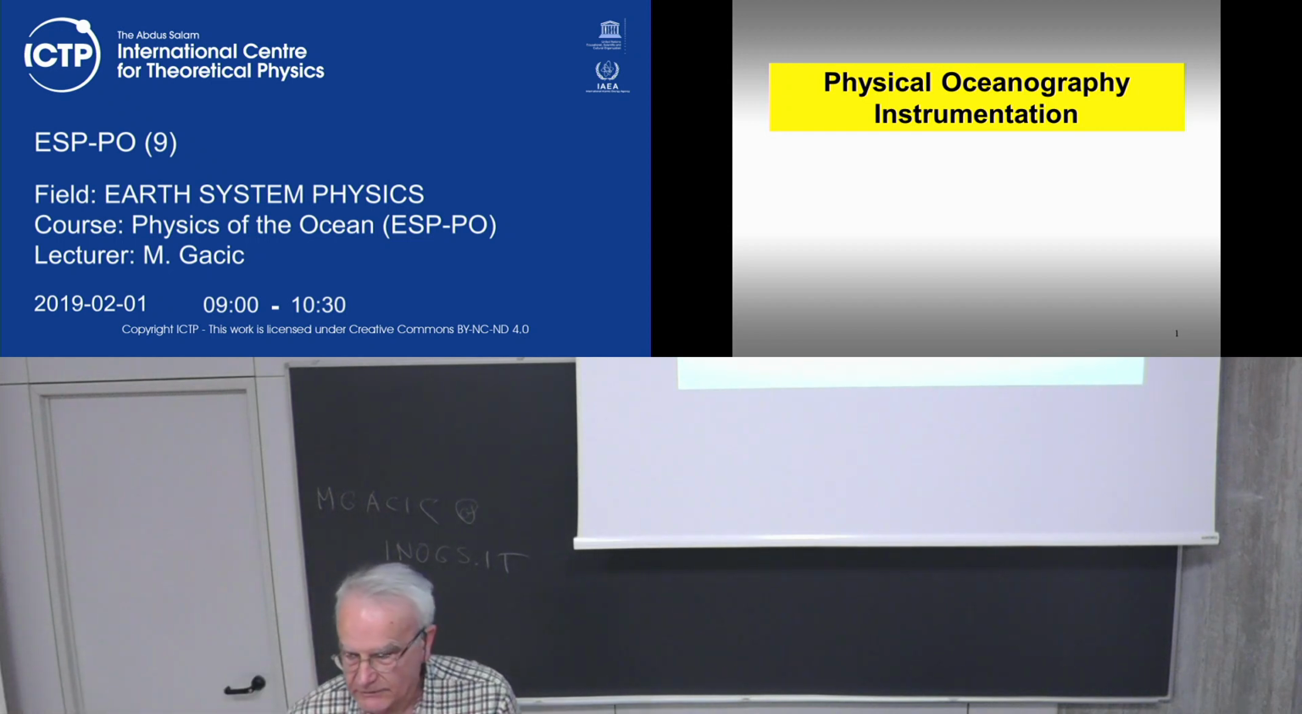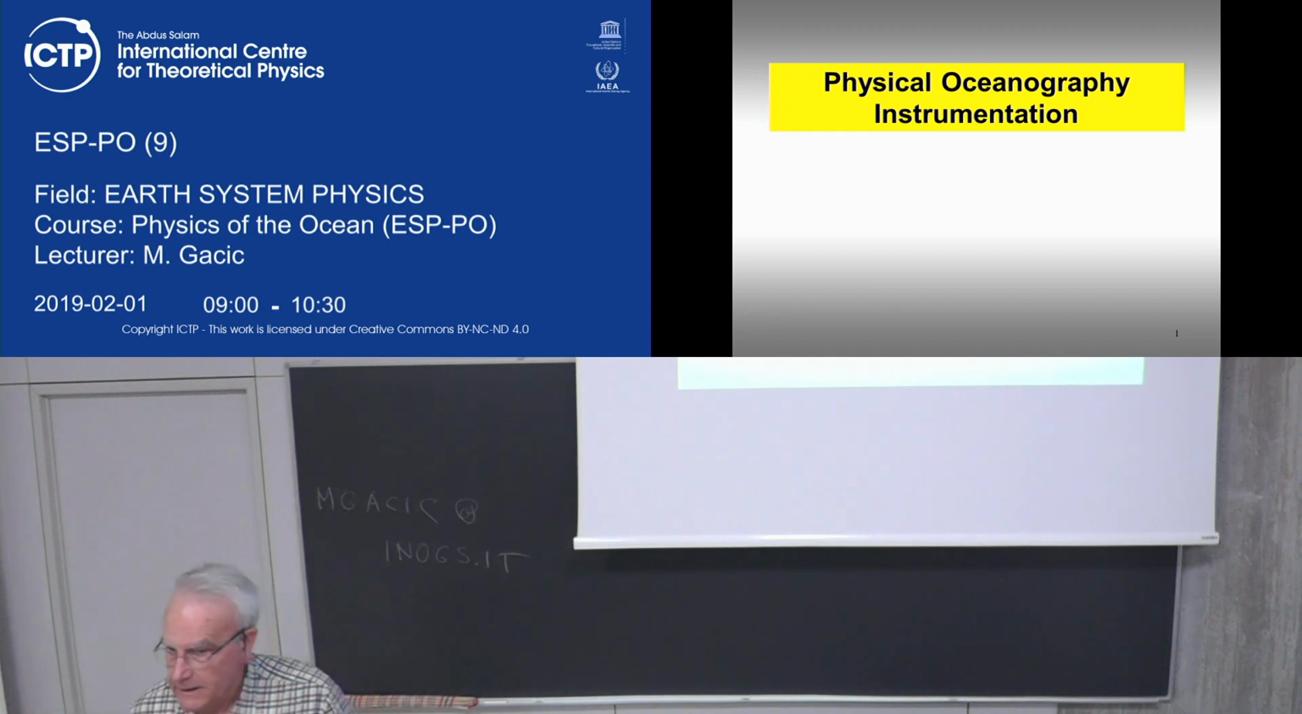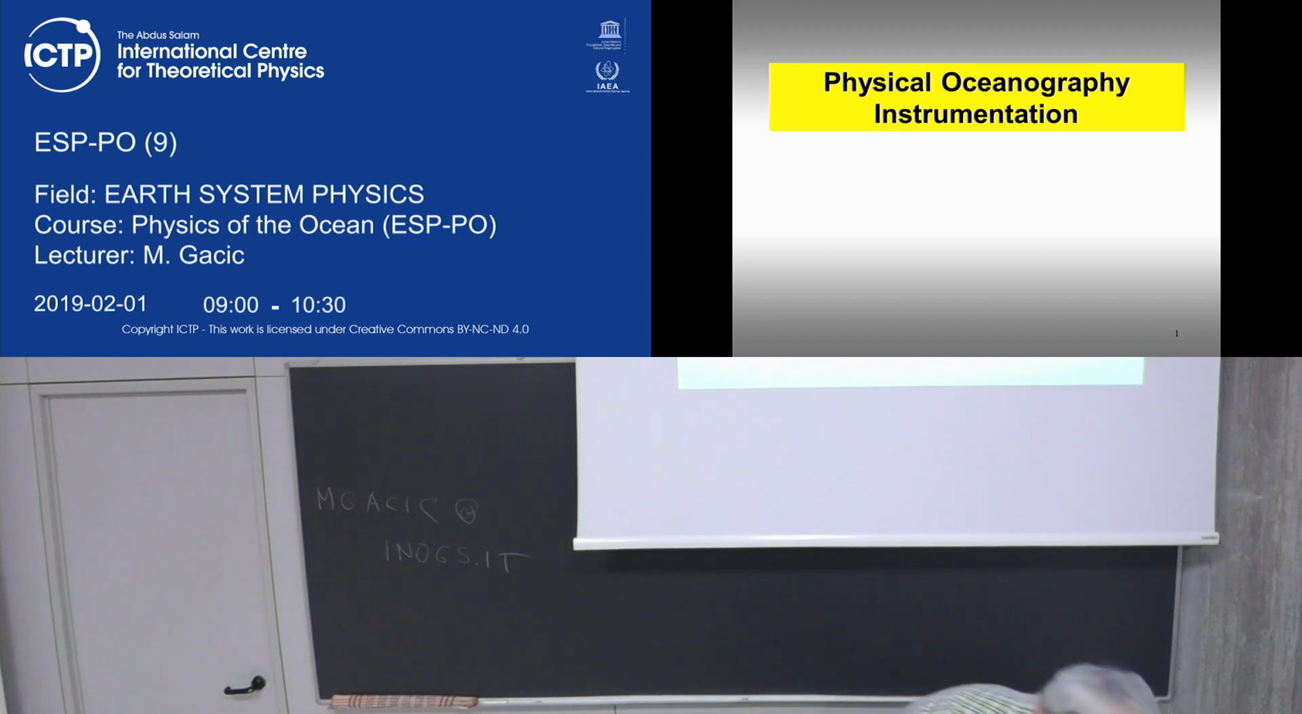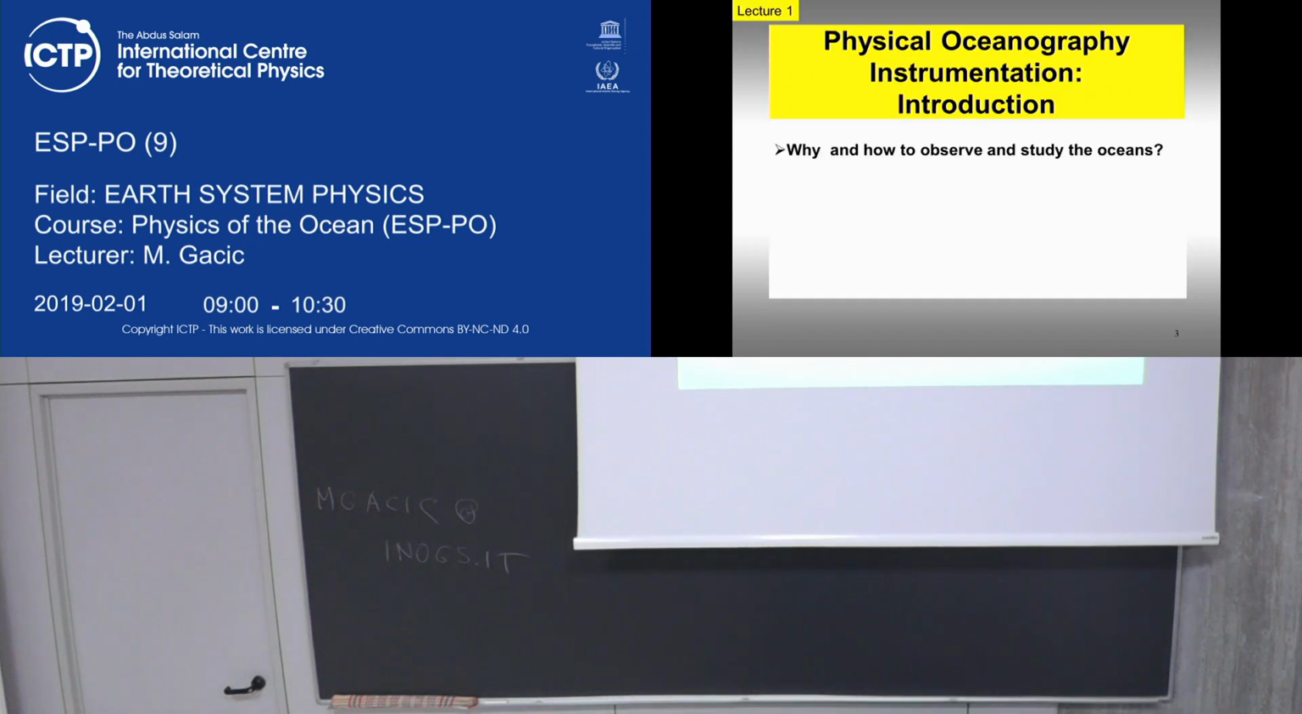Like 100 years ago, it was not so complicated because there was one single way to do the measurements, more or less, which was shipboard measurements. But now the situation is much better, we have multiple choices, and we need to understand what kind of instrumentation to choose in order to study the specific phenomena. So that's the title.